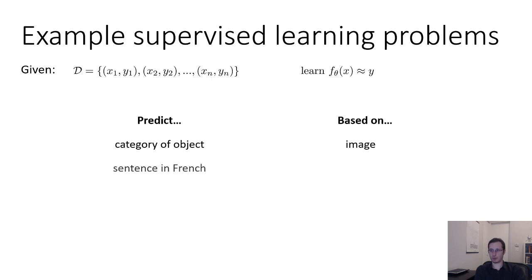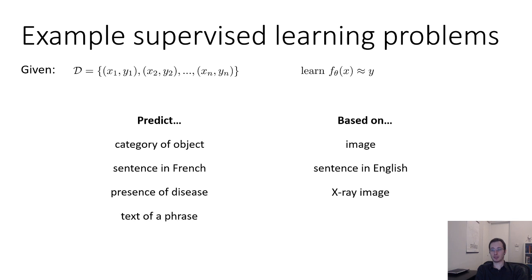Here are some more examples. You could predict a sentence in French based on a sentence in English. That is also a supervised learning problem. You get data of English sentences and French sentences. You could predict the presence of a disease based on an X-ray image. Now, of course, if the disease can actually be diagnosed using the X-ray image, you might get an effective system. If the disease cannot be diagnosed using an X-ray image, you can still train your model, but it might just not do very well. You could predict the text of a phrase based on an audio utterance. That is a speech-to-text system, a speech recognition system.